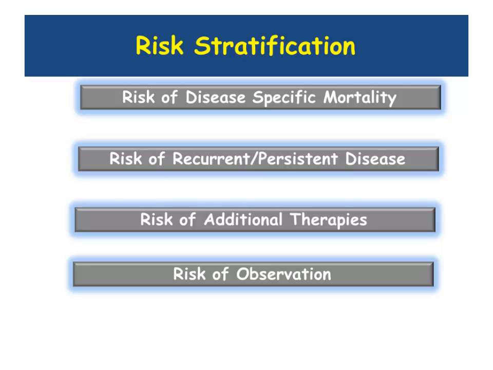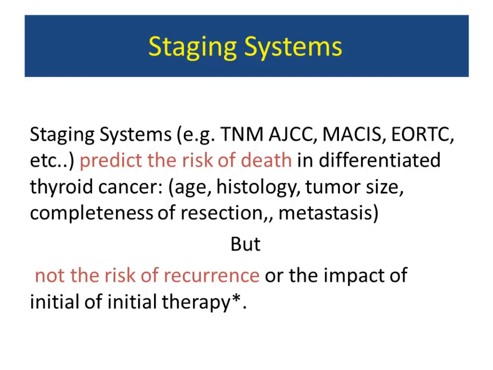There are different stages and categories in disease risk stratification. The one related to disease-specific mortality, the other one related to risk of recurrent and persistent disease. The third one is the risk of additional therapies. For instance, if we consider a patient who is low risk with microscopic papillary carcinoma, is adding radioactive iodine therapy harmful or non-harmful? And the last one is risk of observation. When we observe a low-risk patient with microscopic disease without any additional therapy than surgery, or even with limited surgery, are we limiting or enhancing the risk attributed to the patient?